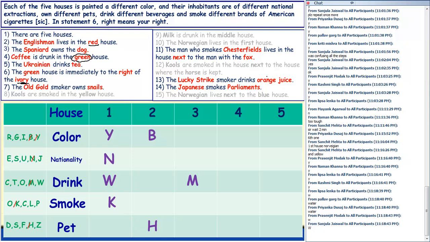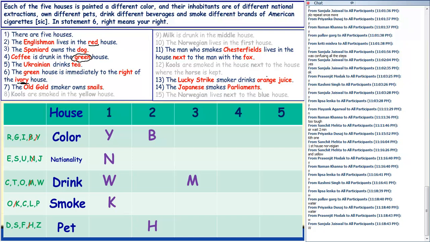Now leave that. Come to the smoke. Is there any smoke which hasn't been paired? ओल्ड गोल्ड की पेयरिंग हो चुकी है, ओल्ड गोल्ड एंड स्नेल. ठीक है. कूल्स वी ऑलरेडी नो. Japanese smokes parliament, lucky strike smoker drinks orange juice. So there is one smoke which hasn't been paired with anything else, and that smoke is actually Chesterfield. So Chesterfield is also without any pairing.